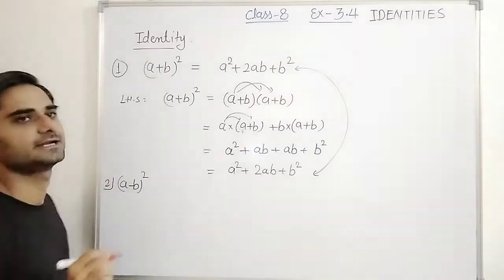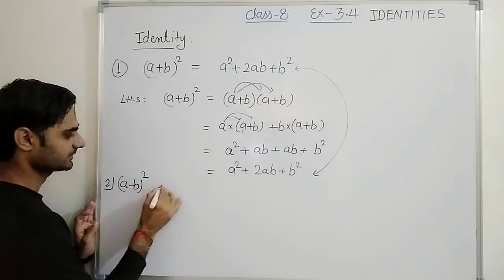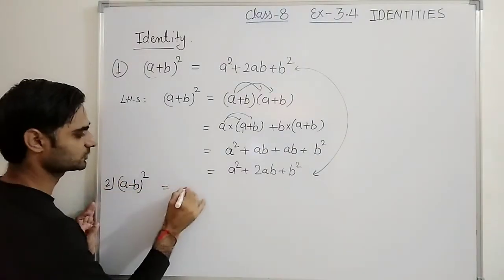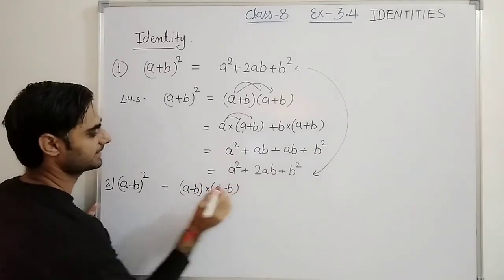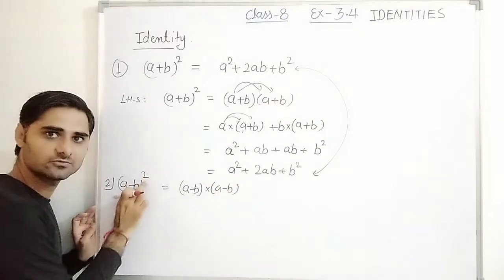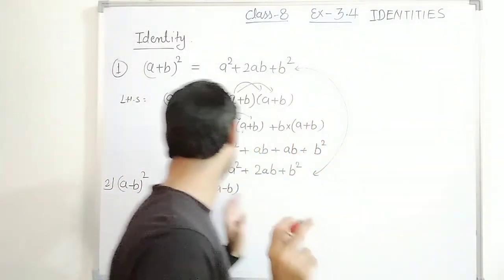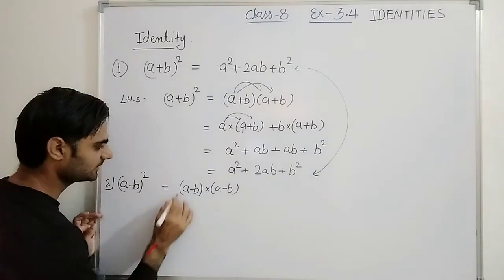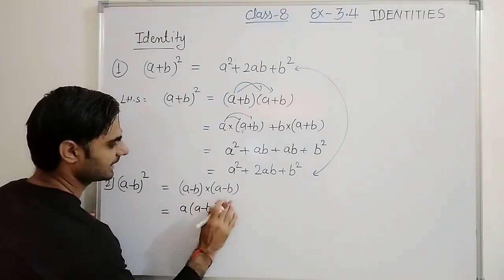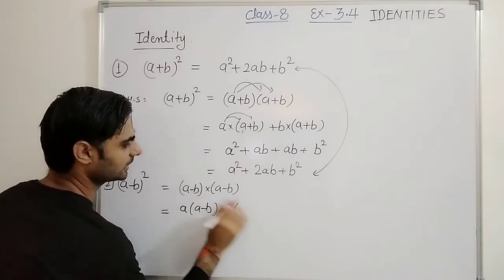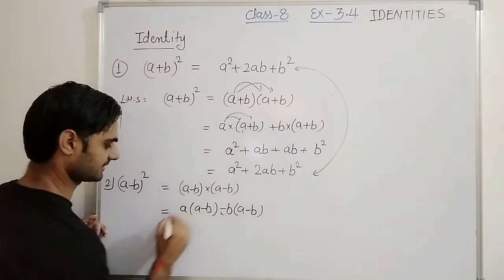Now second thing, (a minus b) whole square. This is the second identity. In this one, can we prove the same? So let's prove this one. (a minus b) multiplied by (a minus b), because this is a square, we are writing the same thing two times. How many times? Two times. So what we will do here, this will be equal to a multiplied by (a minus b), and minus b multiplied by (a minus b), right?